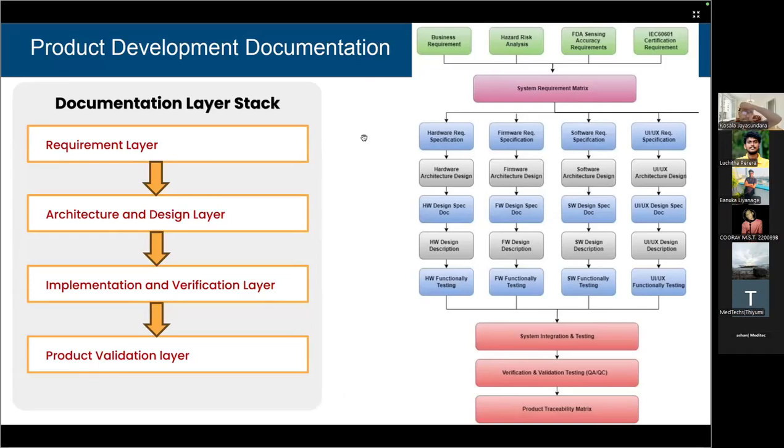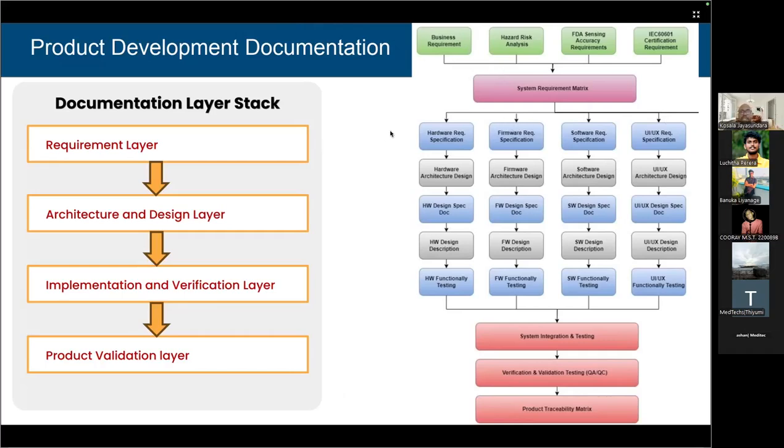This slide is about product development documentation, where we start from the requirement layer and then go for architecture and design layer, implementation and verification, validation layer. Those are the 4 layers in documentation. You have to present it properly to the FDA. And the right side diagram shows our company's way of doing the documents. You can change it a bit, but you have to present to the FDA, look, this is our policy of doing the documentations, and this is how it links together.